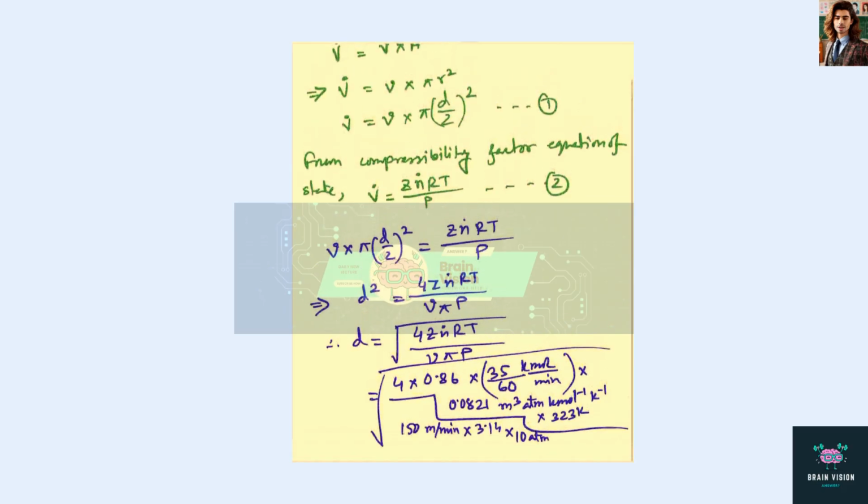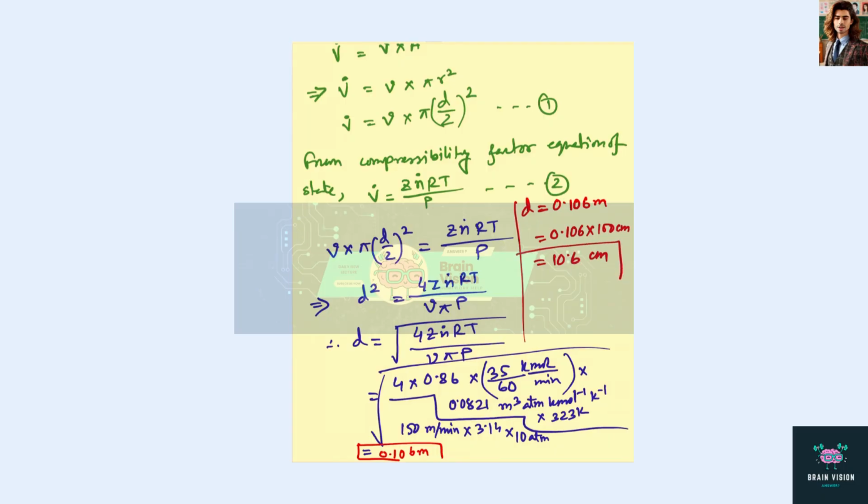And when we do this calculation, we will get the diameter as 0.106 meter. Now we need to convert it to centimeter. Diameter is equal to 0.106 meter. To convert it to centimeter, we need to multiply it by 100. 0.106 multiplied by 100 centimeter gives us 10.6 centimeter. Therefore, the diameter of the pipe is 10.6 centimeter.